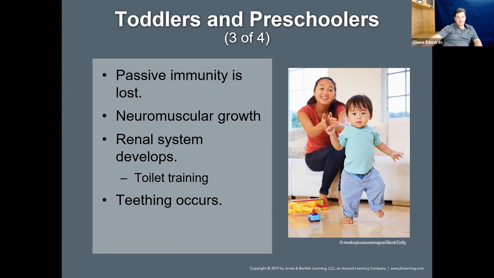Continued development of the renal system and elimination patterns are going to occur. And then psychologically, toddlers have the neuromuscular control, it's capable of bladder control by 12 to 15 months of age. A child may not be psychologically ready until 18 to 30 months of age, though. And the average age for completion of toilet training is around 28 months of age.